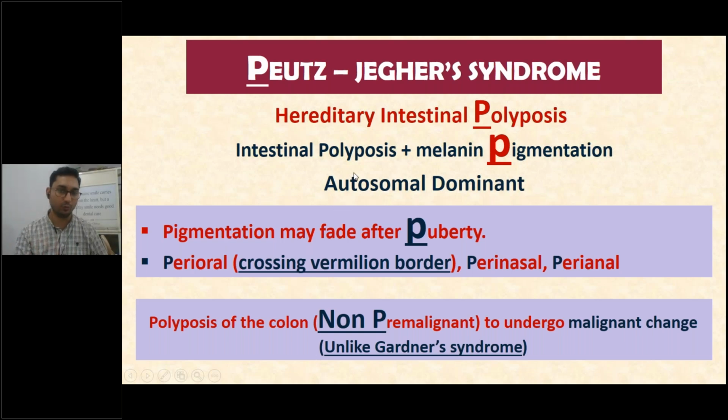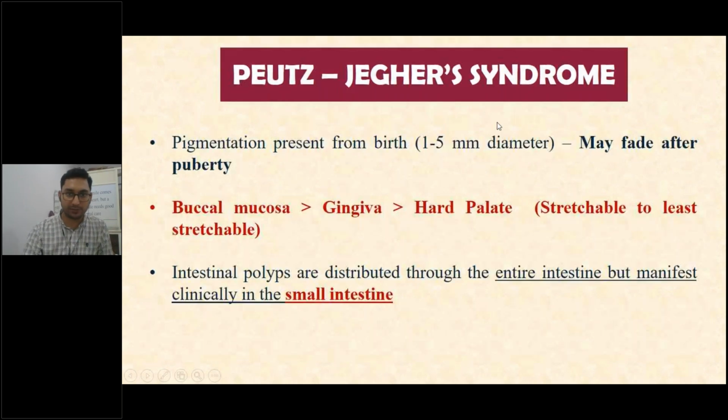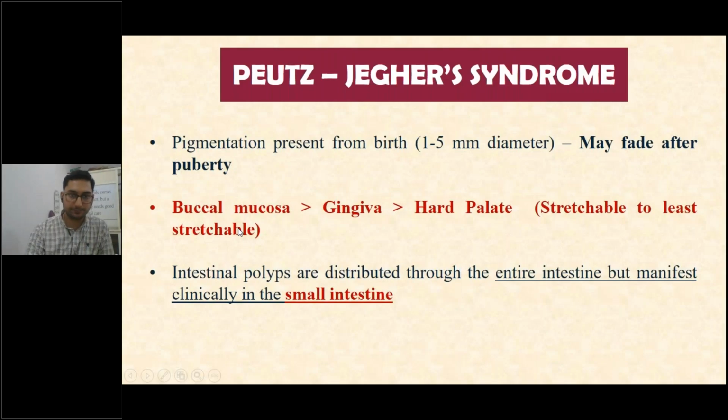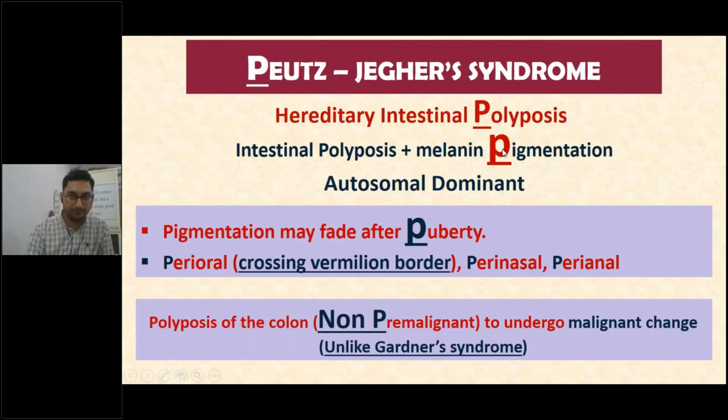Where you have to write down, I'm sure you know now, in that separate page in neuropathology, right? So hereditary, it has intestinal polyposis like this, right? It has polyps, the growths in the intestine. So this is intestinal polyposis. Plus it has pigmentation. This pigmentation may fade after puberty, again P, right? And where we see this pigmentation, it is perioral, P, perinasal, perianal, right? Basically around the openings in the body, right? And it crosses the vermilion border. It can go to the labial mucosa also.